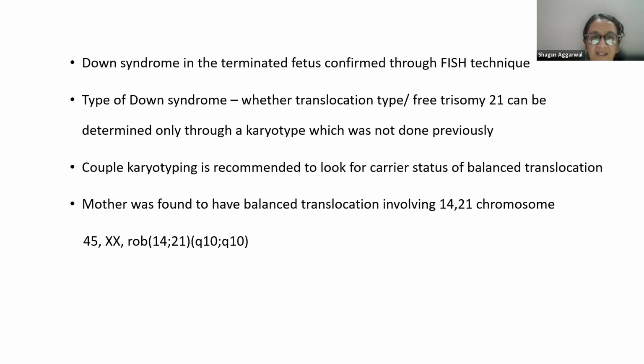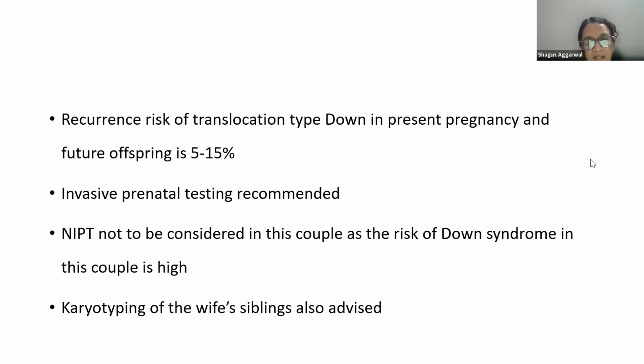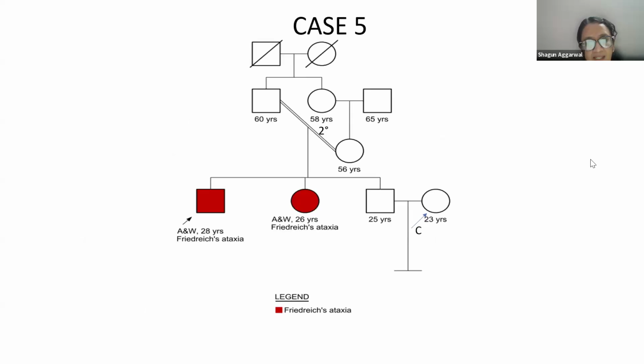So if you have taken a decision based on an array or a FISH report for a previous pregnancy, at least for the next pregnancy we need to do a couple karyotype to make sure that none of them are having a balanced translocation involving chromosome 21, because this would really change the further options which we are going to give them, as we have seen here. So let's now go quickly to the next case.